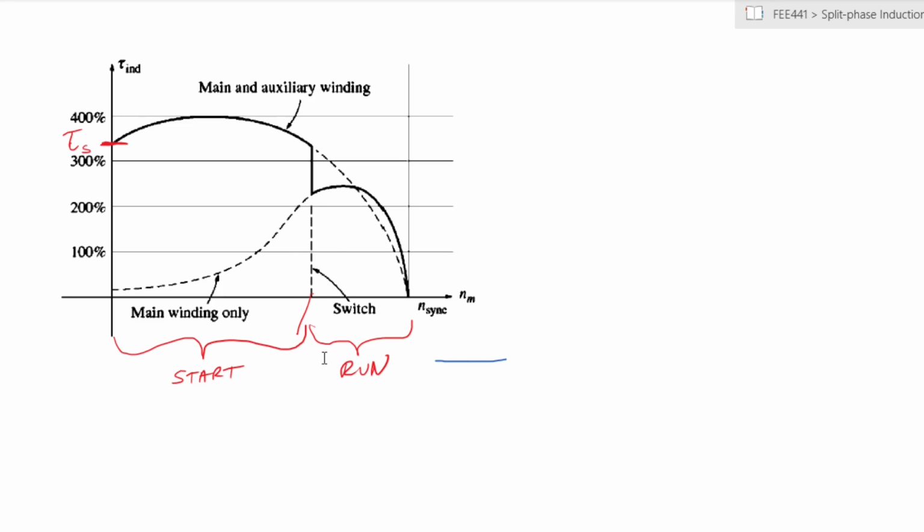And then once it is up and running at a good speed, you can then switch out the capacitor so that you take advantage of the inductive properties of the main winding by itself. So that is the second phase of operation, which is there. So the applications of these types of windings, it is things that must have load at start, so high starting torque.